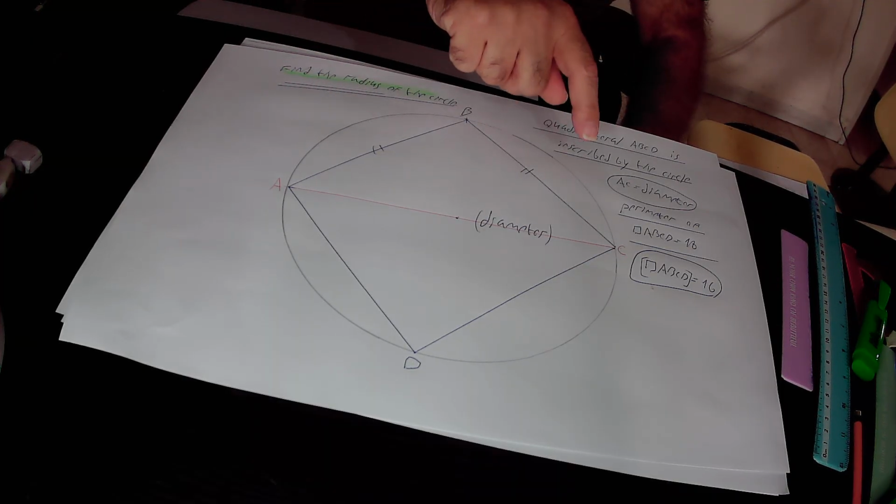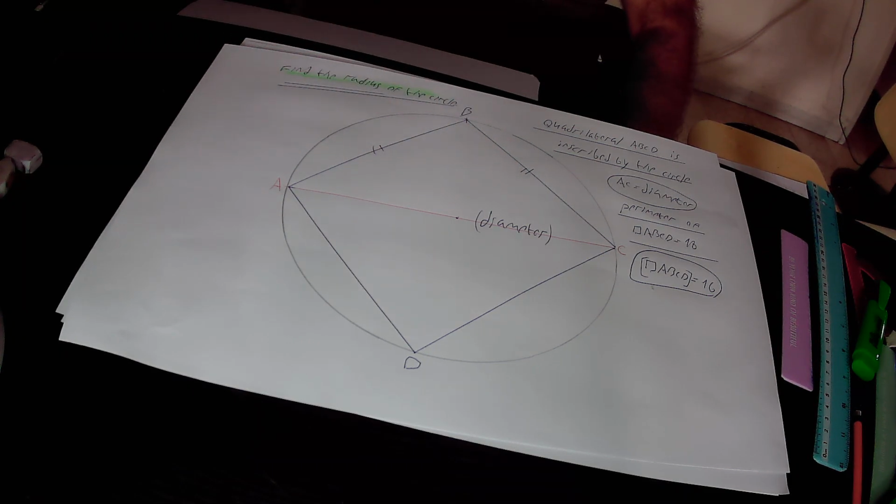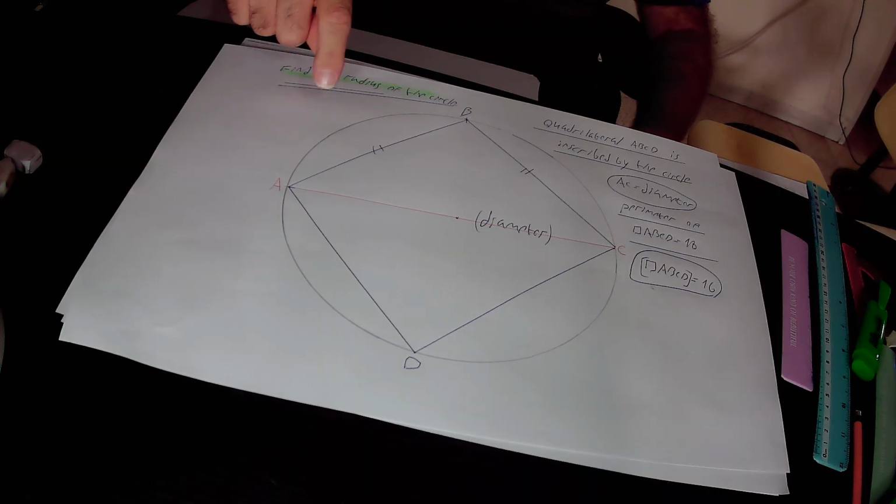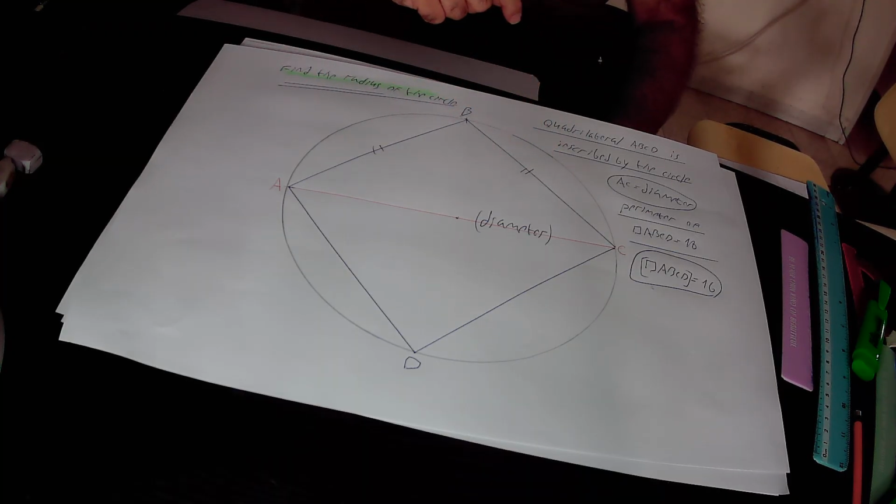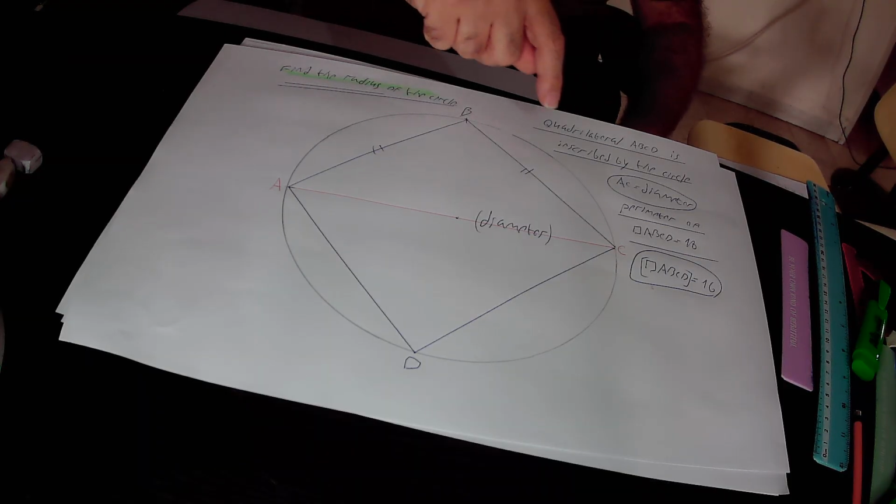AB plus BC plus CD plus DA in total is equal to 18. And we also know that the area of this quadrilateral ABCD is equal to 16 square meters. Again, our task is to find out the radius of this circle.